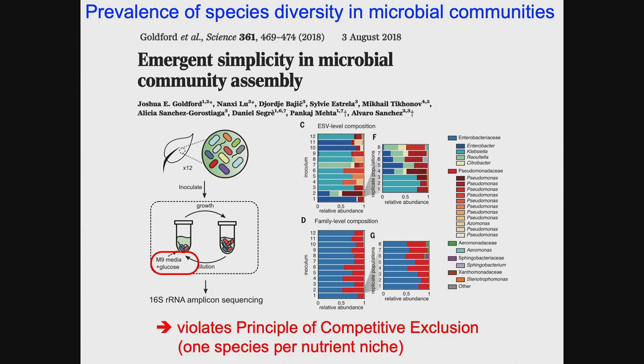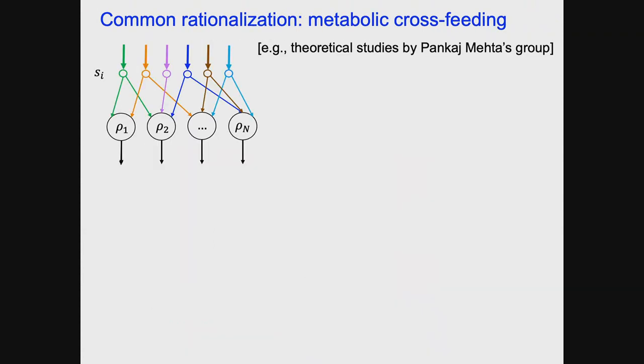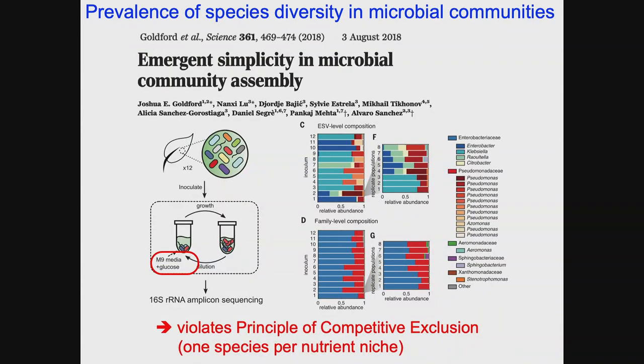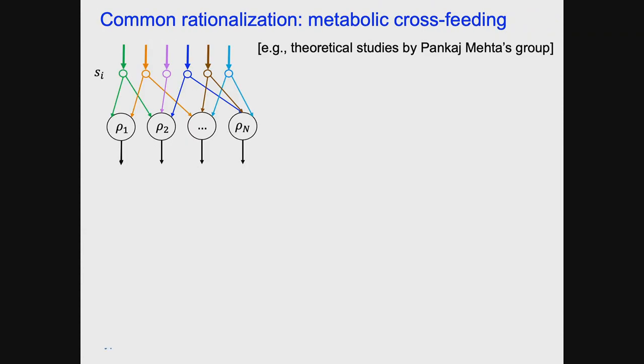And that's surprising because it violates the principle of competitive exclusion, where we think one species per niche, and for this type of simple problem, one thinks about nutrient niches. The explanation for the existence of this diverse community is cross-feeding. As told to me, Pankaj Mehta, the theorist, was actually driving this project. Nobody would even do such an experiment, biased by the competitive exclusion principle. Why would you even grow a community with a single nutrient source? But from his theoretical study he thought it might be possible, and indeed it was possible.